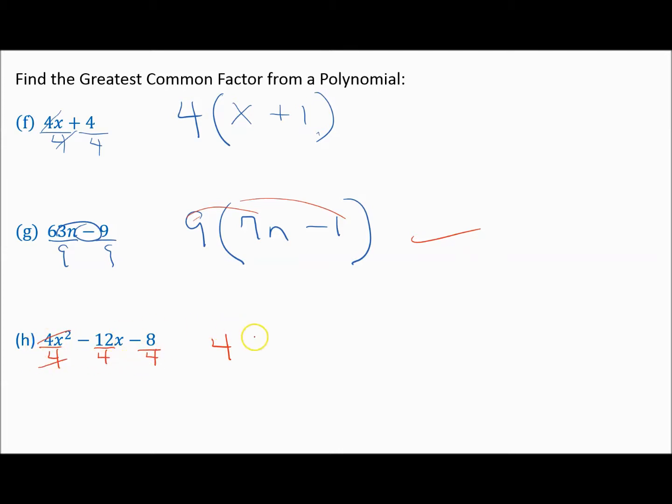This 4 and this 4 cancel. That leaves me with x squared. I didn't put my parentheses, don't forget about those. This 4 goes into this 12 3 times, so it's minus 3. And don't forget the x that's already there.